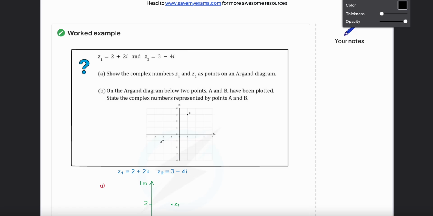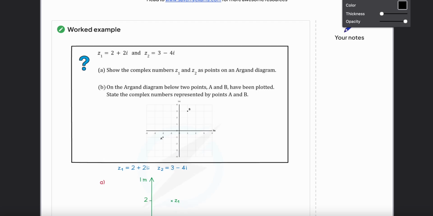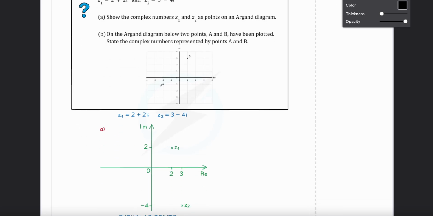Let's look at an example. We have Z1 is equal to 2 plus 2i, and Z2 is equal to 3 minus 4i. We need to show the complex numbers Z1 and Z2 as points on an Argand diagram. So I think this one is simple. So we have our Argand diagram here, and I need you to take note that our Argand diagram is just showing the important information with regards to the question that we're considering.